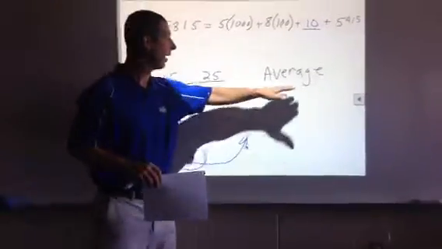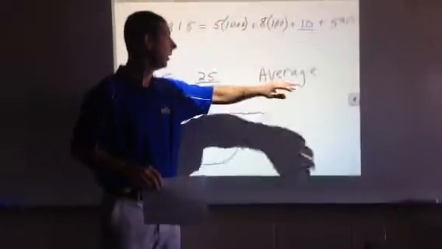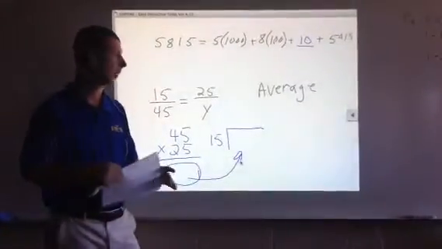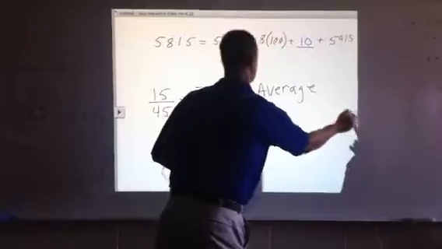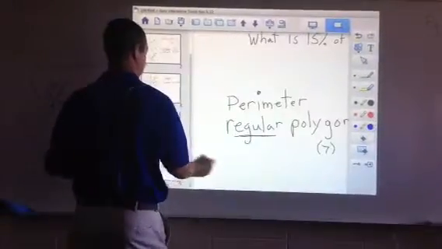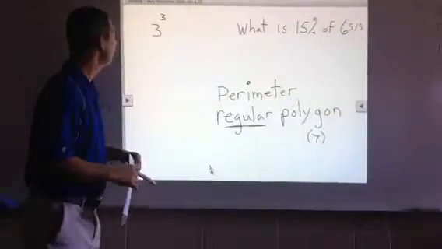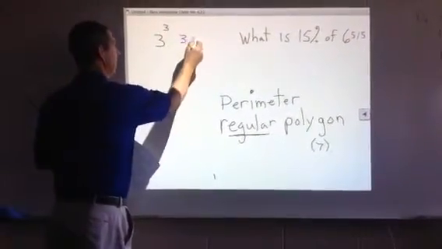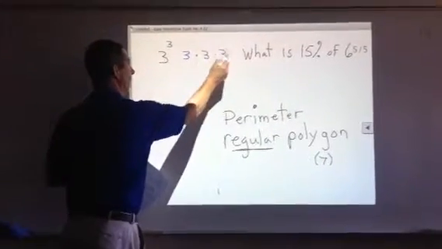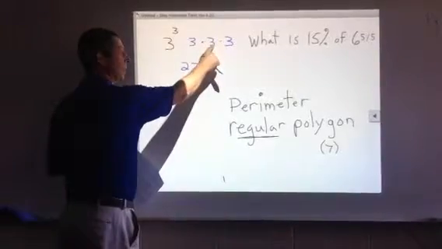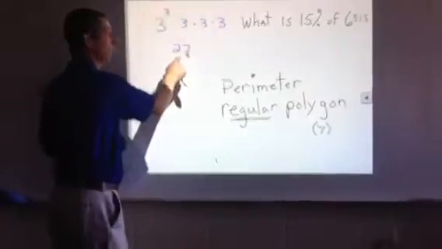You also have to find the average on a problem. For an average, you add up the numbers and divide by the number of numbers. That's how you find the average. Okay, and a couple other things. 3 to the third. This is 3 times 3 times 3. So this is 27. Because 3 times 3 is 9, and 9 times 3 is 27.